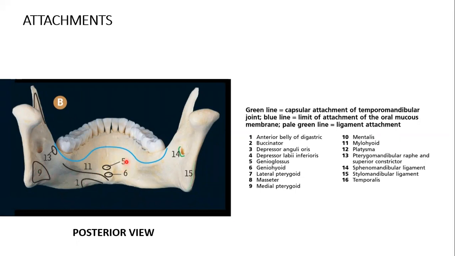Then this number 5 is the genioglossus, and number 6 is the geniohyoid. These are attached to the superior and inferior genial tubercles. This number 11 is the mylohyoid over here, to the mylohyoid line. This is the mylohyoid. And to the digastric fossa is the anterior belly of the digastric.